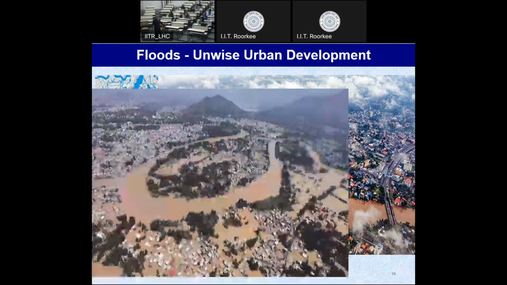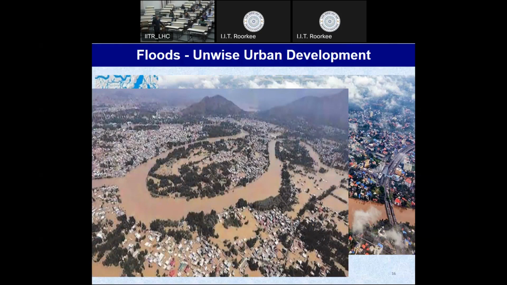Okay. And another example, same Kerala flood. And again, you see, all over the place, without bothering whether the place is good for houses or not, people have built constructions, people have built houses.